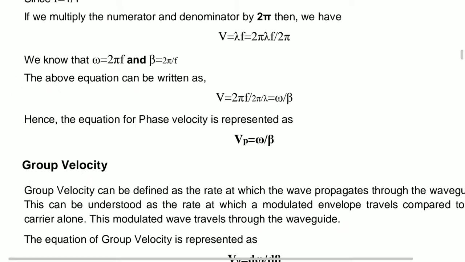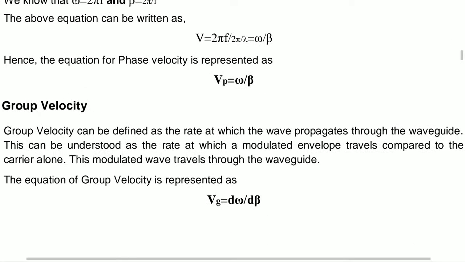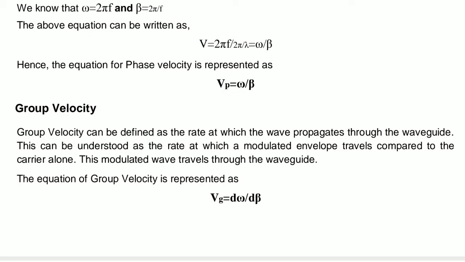Next definition is group velocity. So what is the group velocity? The definition shows that group velocity can be defined as the rate at which a wave propagates through the waveguide. This is a very simple definition: it shows the rate of the particular wave propagation through the waveguide. It can be understood as the rate at which a modulated envelope travels compared to the carrier alone. So this modulated wave travels through the waveguide.